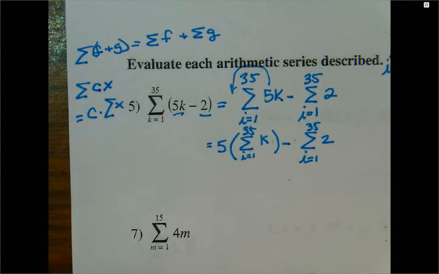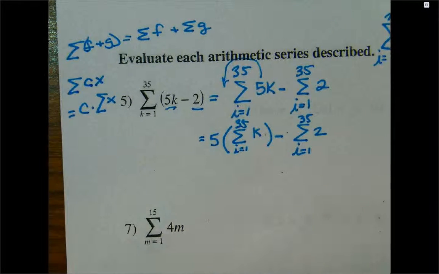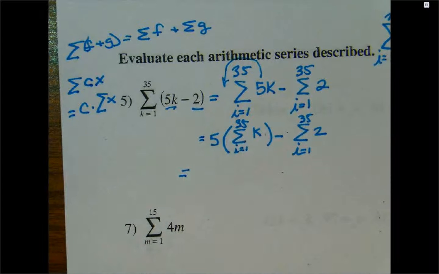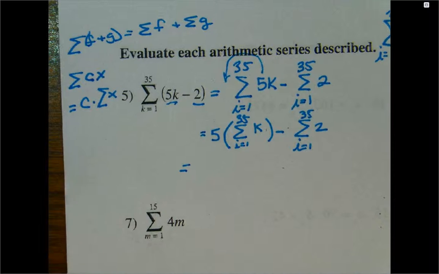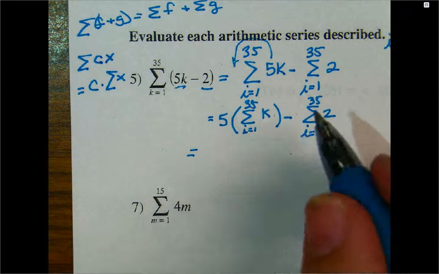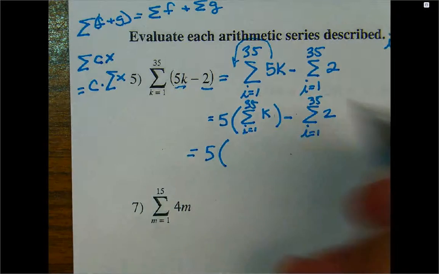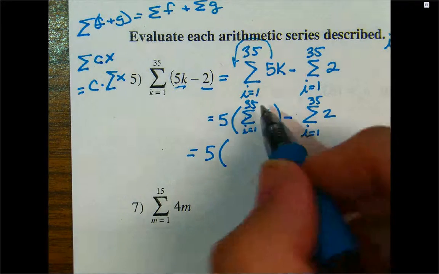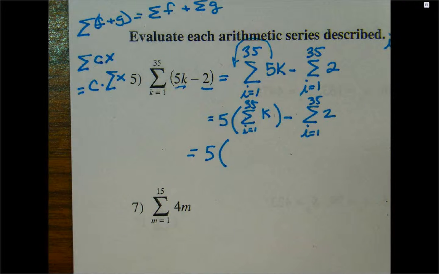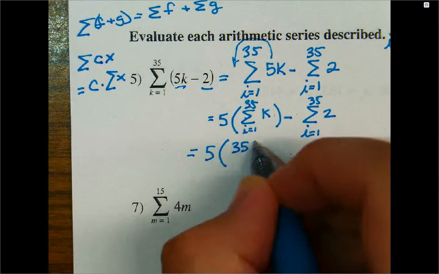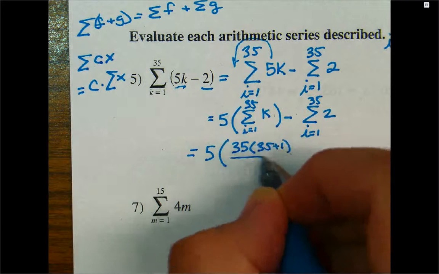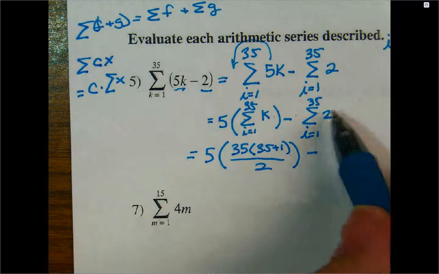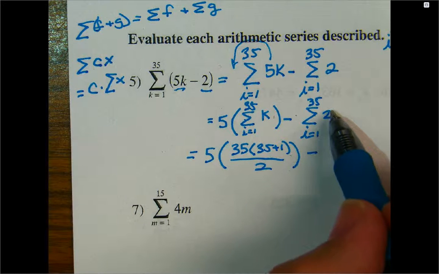So now, all right, now we apply the formulas that we have, and they're just formulas. So it's going to be 5 times... Now, since it's the summation of the variable that we're just dealing with, I can use the n times n plus 1 over 2. So I could take the 35 times 35 plus 1 over 2, minus, now since this is just a number, all I have to do is take the number and multiply it by 35. So it's 2 times 35.